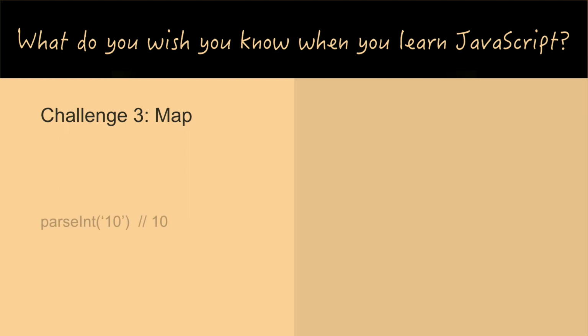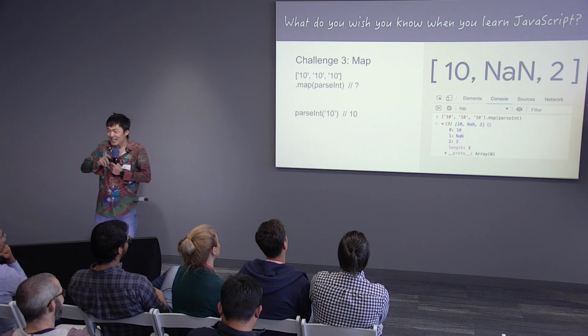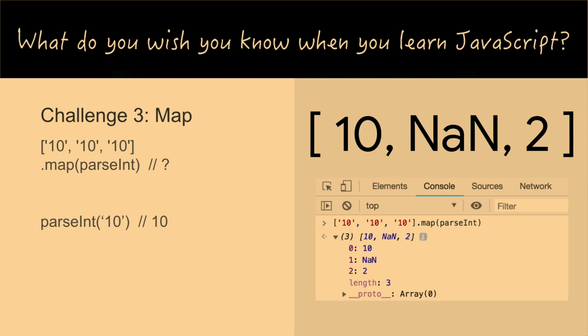Challenge 3 is map. Given this function parseInt, parseInt of the string "10" gives us the number 10. It's very simple, easy, and straightforward. So what's this? We're given an array of 3, 10, 10 and we call map with parseInt. What's the result? It's like 10, 10, 10, right? How many people think it's 10, 10, 10? But the result is 10, not number 2. You can just trace it in your browser. It's still true today.